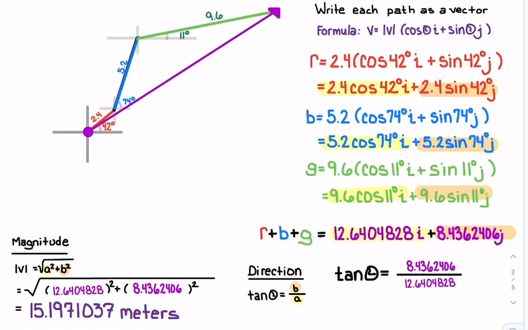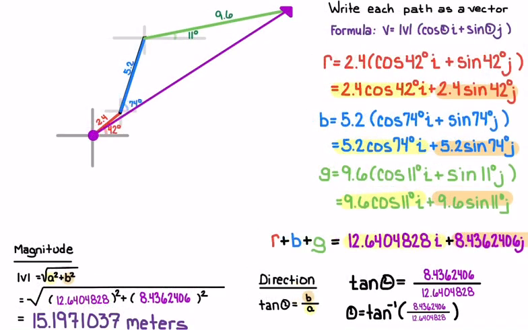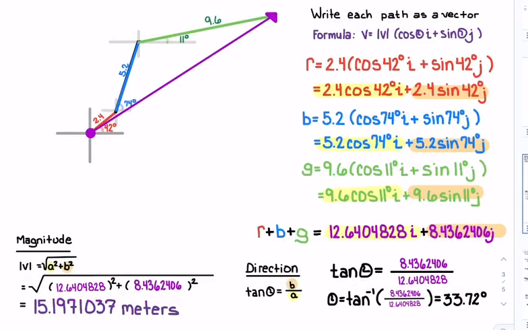this, and now to get theta alone, we're going to take the inverse tangent of both sides. Make sure your calculator is in degree mode. The inverse tangent of this fraction is 33.72 degrees.